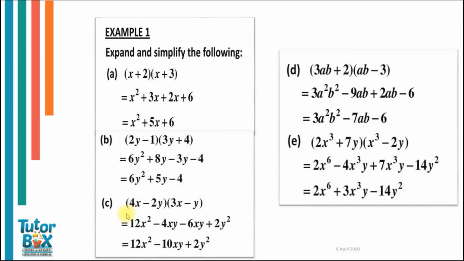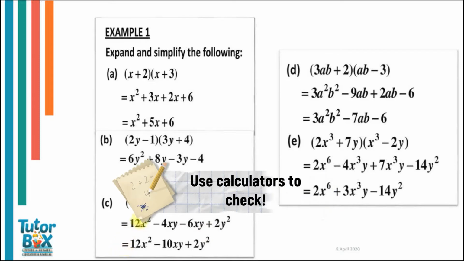Okay, and then we have c, we have 4x minus 2y times 3x minus y. We do the same thing, 4x times 3x, that gives us 12x squared. And then 4x times minus y, that gives us minus 4xy, okay? And then minus 2y times 3x, that gives us minus 6xy, and then minus 2y times minus y, that gives us plus 2y squared, okay? Because a minus times a minus gives us a positive. So that's 2y squared there. If you're not sure, guys, please use your calculators.